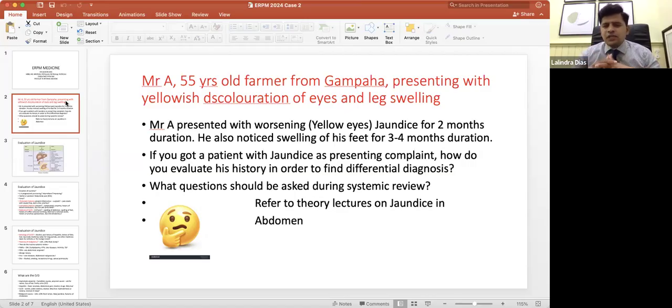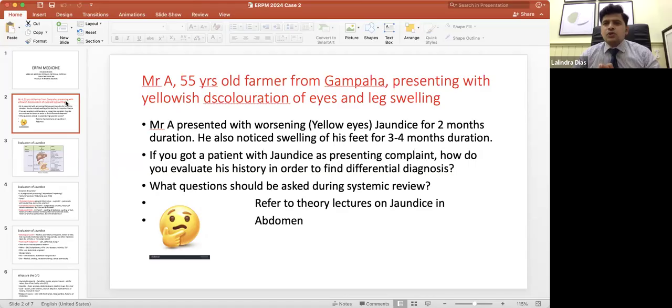So if you got a patient with jaundice like this, as presenting complaint, how do you evaluate his history in order to find differential diagnosis? What are the questions you are going to ask? What questions should be asked during the systemic review? So now, when it comes to the presenting complaint, what further questions should you ask in order to evaluate a differential diagnosis? What questions should you ask from the patient in order to focus a differential diagnosis during the systemic review?